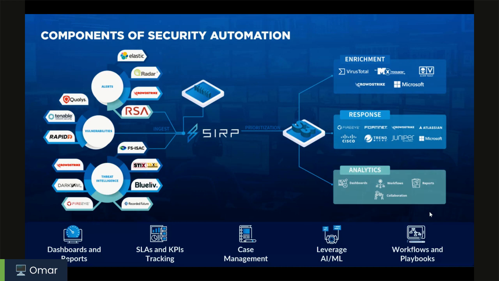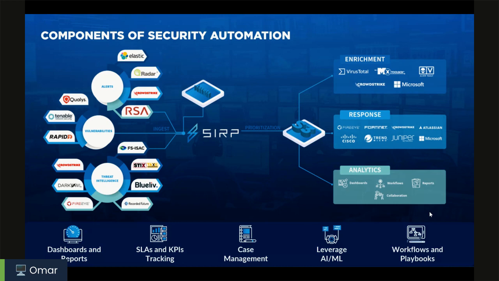At the same time, SIRP is able to also integrate with vulnerability assessment tools like Rapid7, Tenable, Qualys, number of different vulnerability assessment tools, and it ingests the data. And finally, it also integrates with number of threat intelligence tools. So in a single platform, you are able to process the data from all these different security controls or different types of security controls.